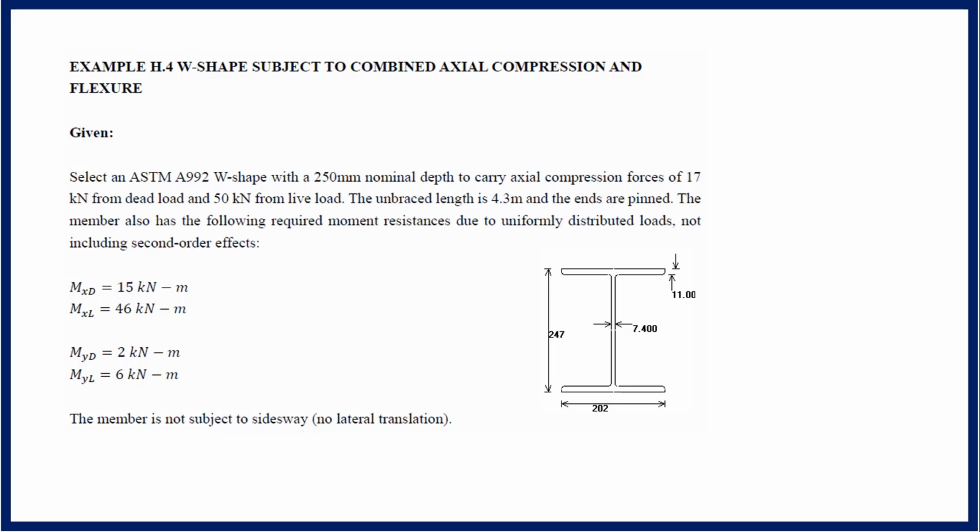Here's the exercise description. We will select a section which will carry an axial load in compression. The value for the dead load is 17 kilonewtons and the live load is 50 kilonewtons. The length of the member is 4.3 meters. The member will carry the following moments you see here in X and Y for dead load and live load, and the member will not be able to move laterally.